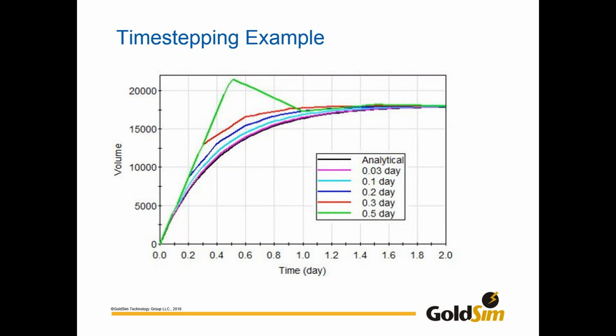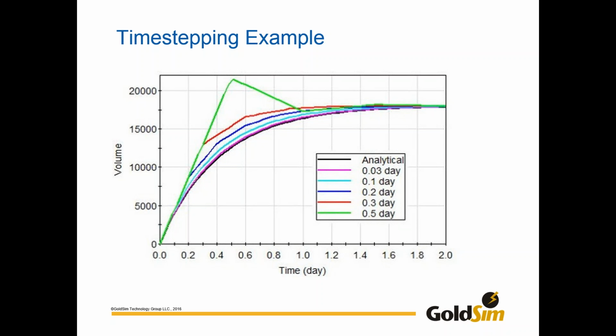And the thing you need to keep in mind is, your time step should be such that the approximation that the flow rates are constant over a time step is a good one. Clearly, that's a very bad assumption for a 0.5 day time step. And it's a pretty bad one all the way until you get down to about 0.1 or 0.03 in this particular model with these particular inputs. So I just want to point that out to you.